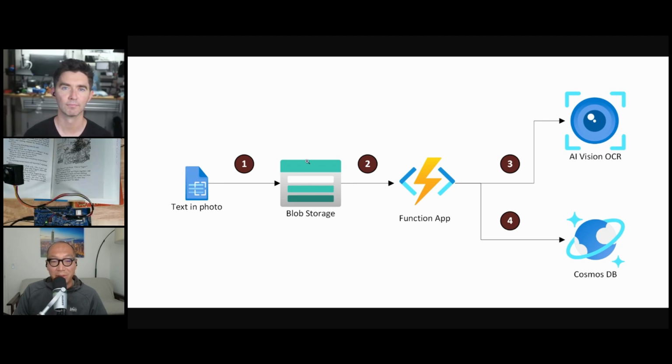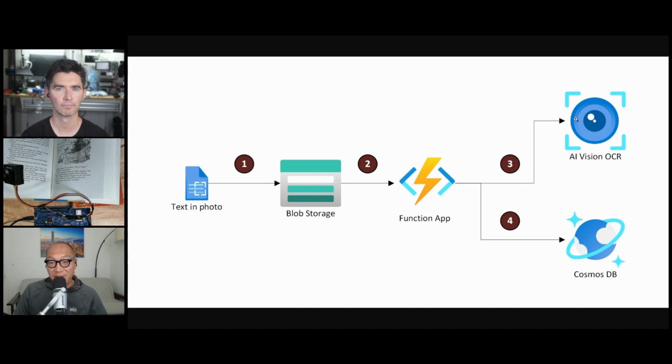So step number 2 is when the image finishes uploading, it will generate an event. And on the right hand side, number 2, the function app. It's a serverless function app. It will pick up when the event happens. It will trigger the function app. The function app will go to the blob storage container, Golioth, and pick up the image and do an HTTP post to upload through the SDK to the AI Vision OCR REST API endpoint.